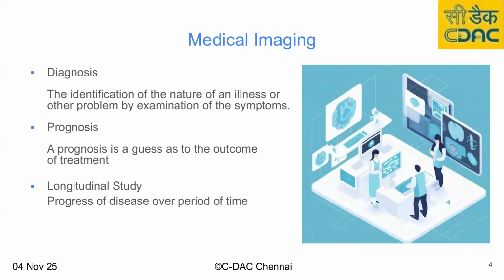So what can we do with these images? One is diagnosis, the identification of the nature of an illness or other problem by examination of the symptoms. If you can identify an illness, maybe cancer, from the input X-ray image, AI will detect that and tell. Or prognosis, which is a guess of the outcome of a treatment.